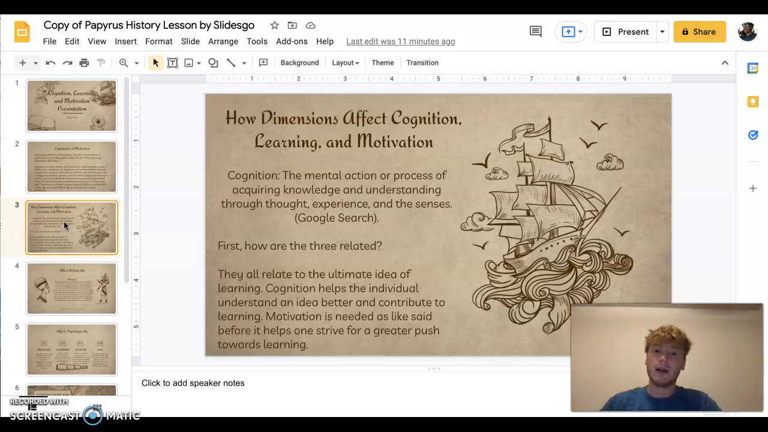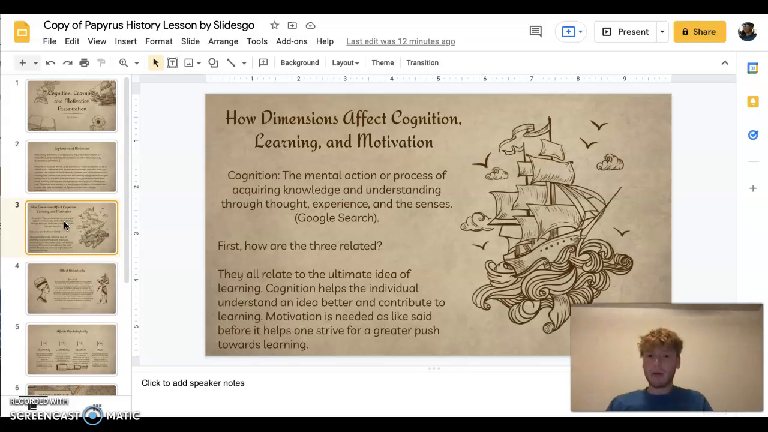So next, how do the dimensions affect cognition, learning, and motivation? And specifically, I decided to focus on biological and psychological, but we'll get into that in a minute. So first, I wanted to define cognition, more so for myself, but also for anybody that might be listening to it. Cognition is the mental action or process of acquiring knowledge and understanding through thought, experience, and the senses.